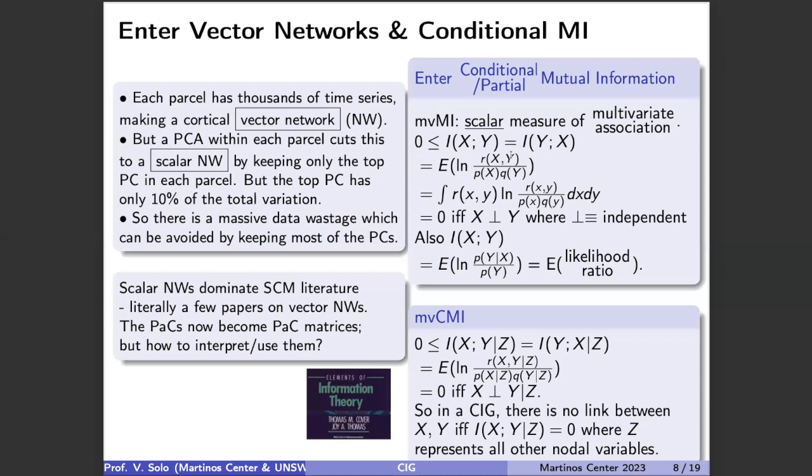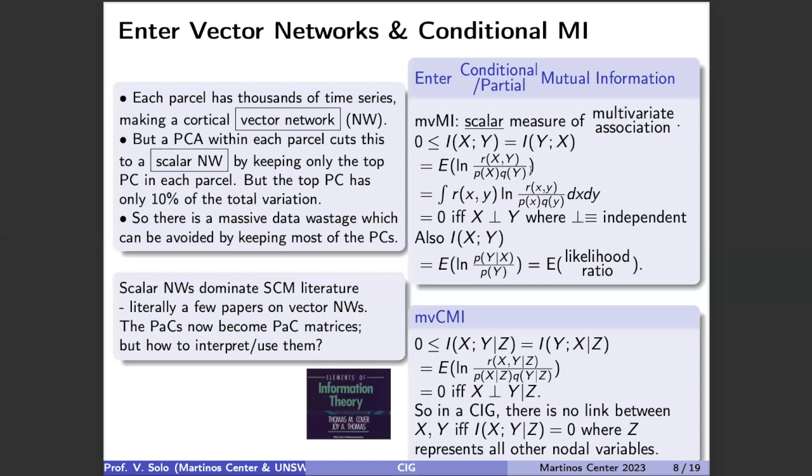This is absolutely crucial, okay? And furthermore, I'm not going to prove this, but you can show that, as I've said, this mutual information is always greater than or equal to 0. Okay. So 0 if and only if x is perpendicular to y, where by perpendicular I mean independent.